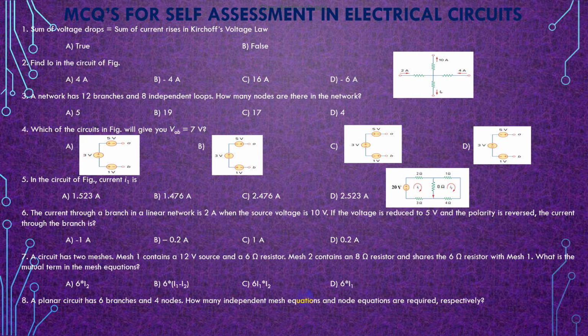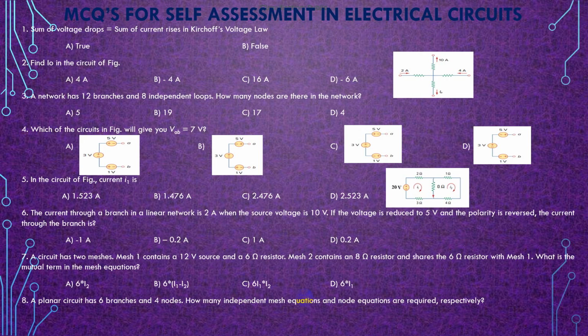So here we have 6 branches and 4 nodes. Branches and nodes are given, loops not given, so first we have to find how many loops. What is the equation? Branches equal to number of nodes plus number of loops minus 1. So loops is equal to branches minus nodes plus 1. Branches 6 plus 1, 7, minus nodes 4, 3. So how many loops? 3 loops. So how many loop equations?